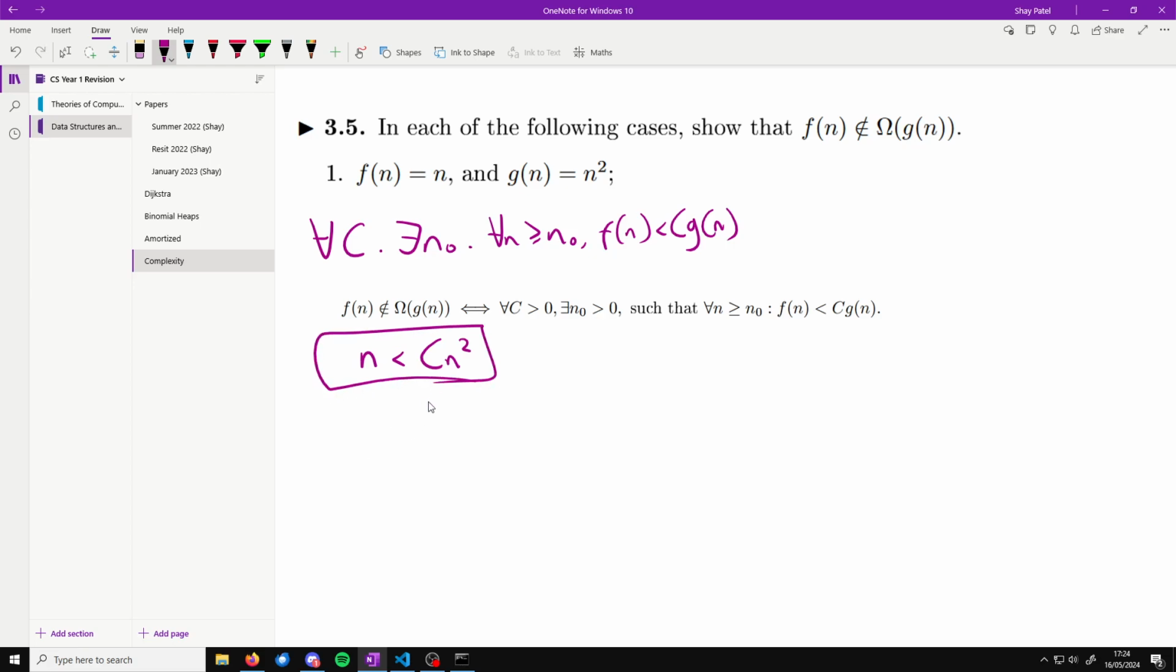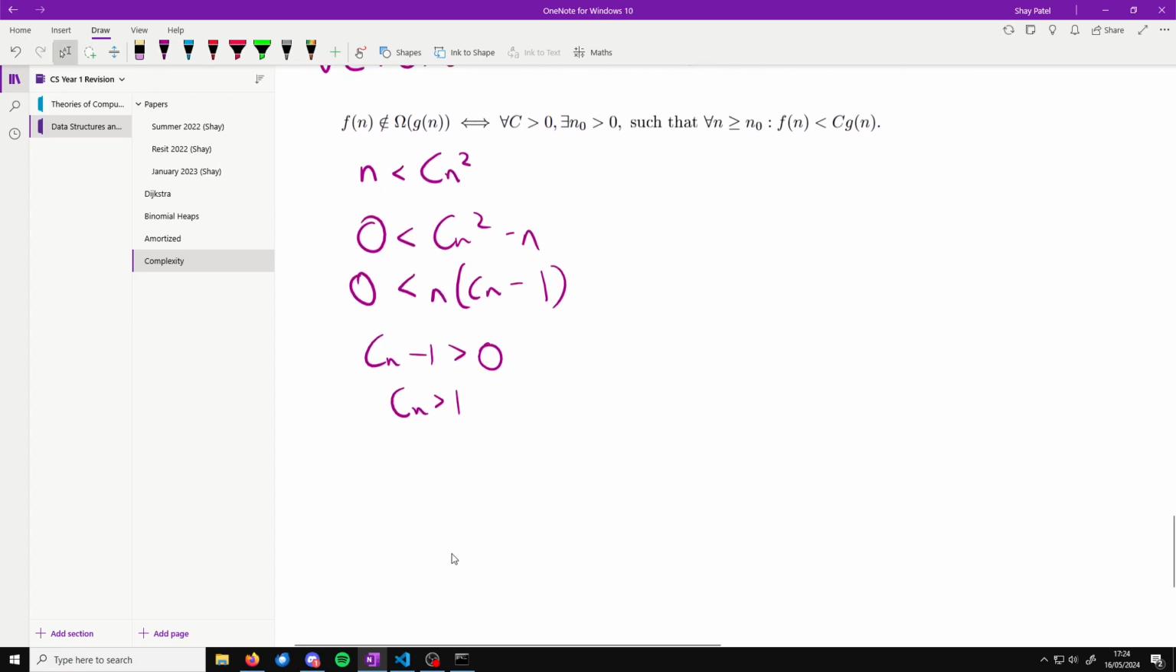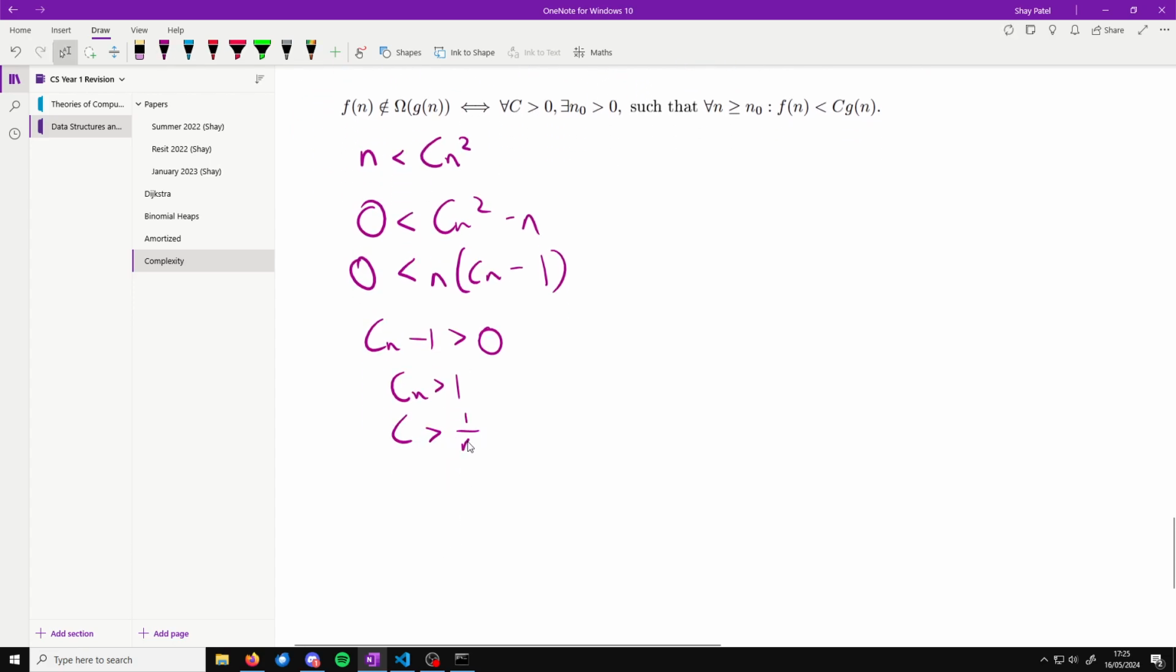And we just want to find that we can rearrange this to do something like 0 is less than cn squared minus n. If we factorize the n out, we get n times (cn minus 1), and this is more than 0. We know n is positive, so this must also be positive. So cn minus 1 is greater than 0, so cn is greater than 1, or c is greater than 1 over n.